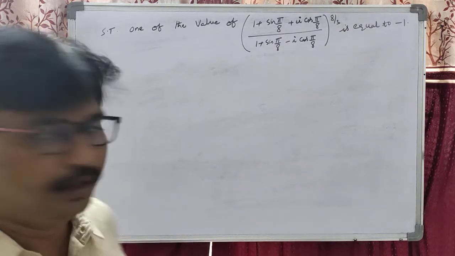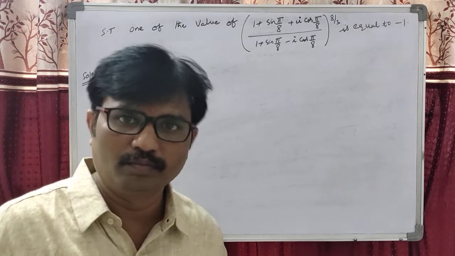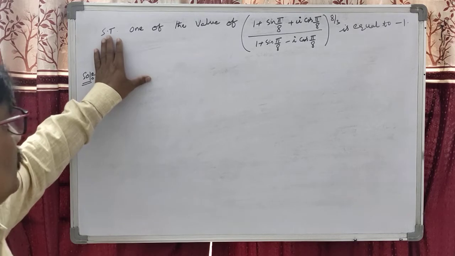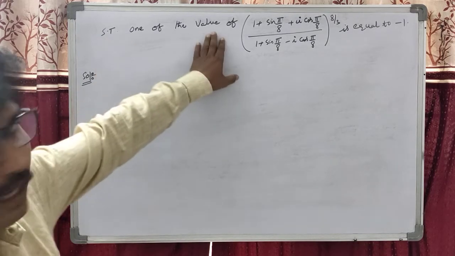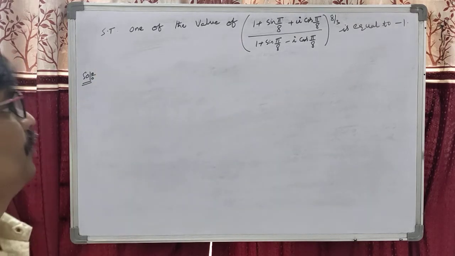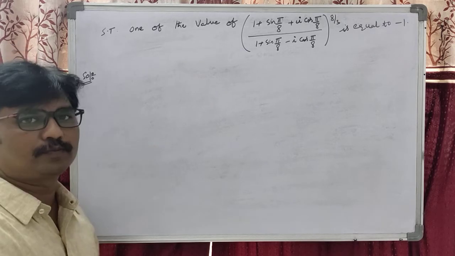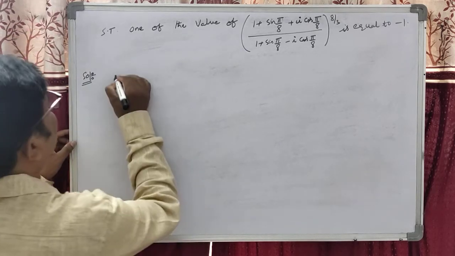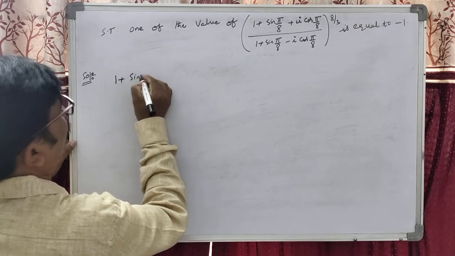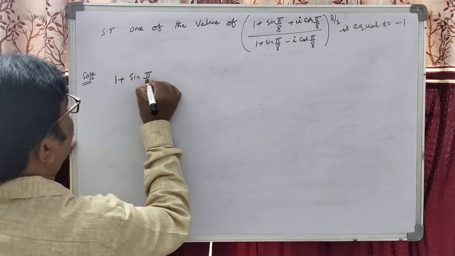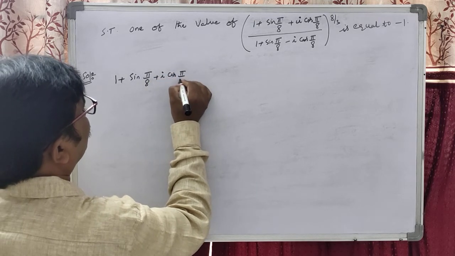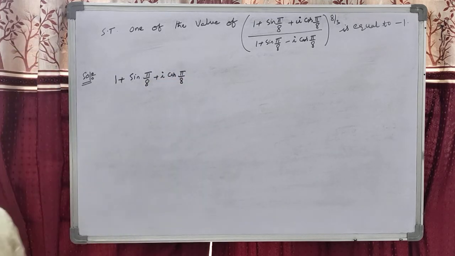Today also we are going to discuss some problems on De Moivre's theorem. Now the first one: find the value of (1 + sin π/8 + i cos π/8) whole power 8/3. This is the expression, 1 + sin π/8 + i cos π/8.